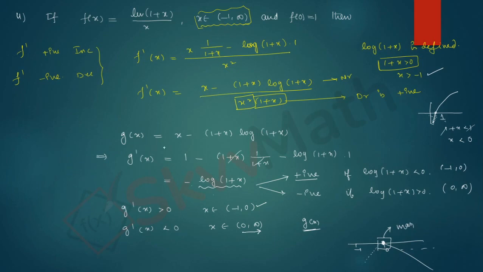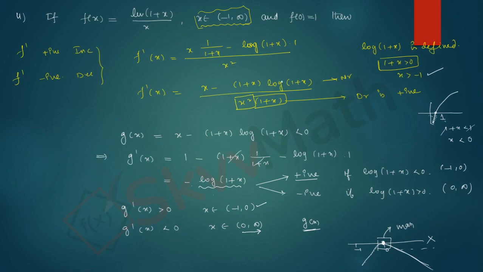So what is the meaning of this? This is the maximum, means g(x) is always less than 0, which is negative. So g(x) is negative always. Can you see the graph? It is below the x-axis. Okay, so therefore g(x) is always negative.